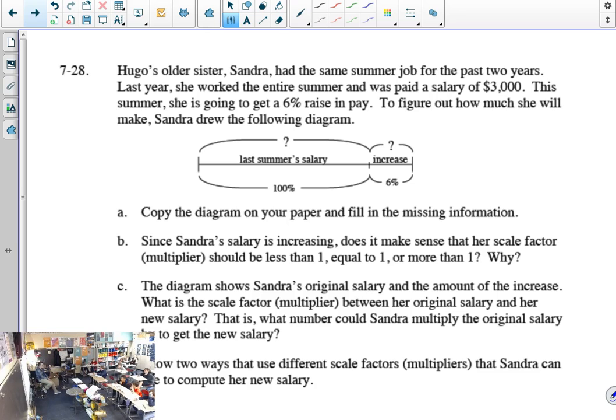Penelope, where's my 3,000 go? Yeah, so 3,000 in your diagram should be right here. It was last summer's salary, and she gets a raise of 6%. Now, we could figure out what she gets this summer, but it would almost be easier to just figure out what she gets as a raise and then go from there.